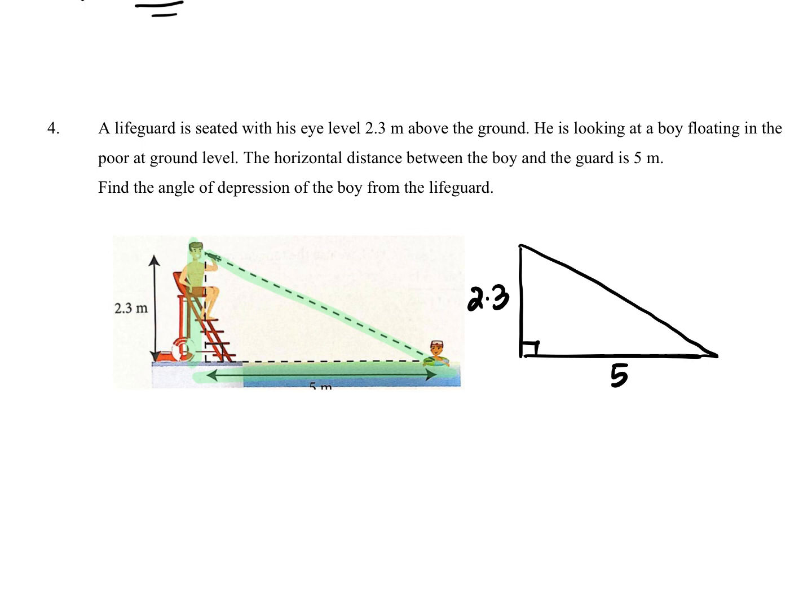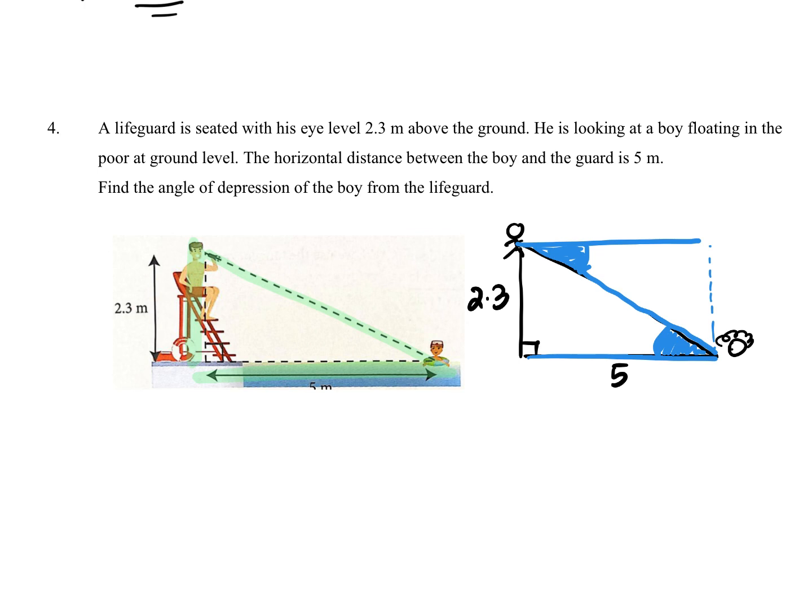Now they want the angle of depression of the boy from the lifeguard. So this is the boy. So from the lifeguard, draw an eye level. Eye level. Okay, then some of you might want to complete the rectangle. Eye level and look down. Angle of depression is always outside your triangle. So this is the angle of depression. If you're really not used to it, you can change angle of depression to angle of elevation. So these two angles will be the same.